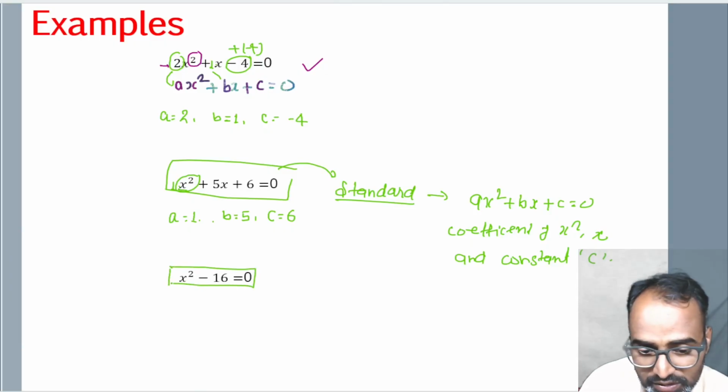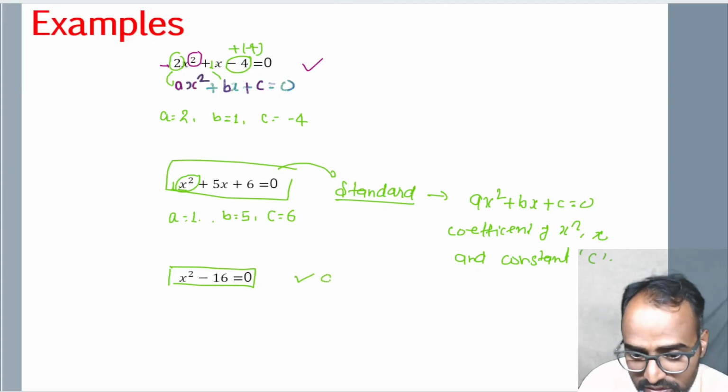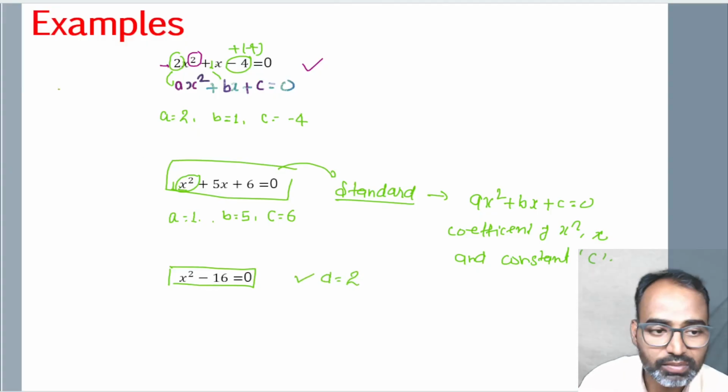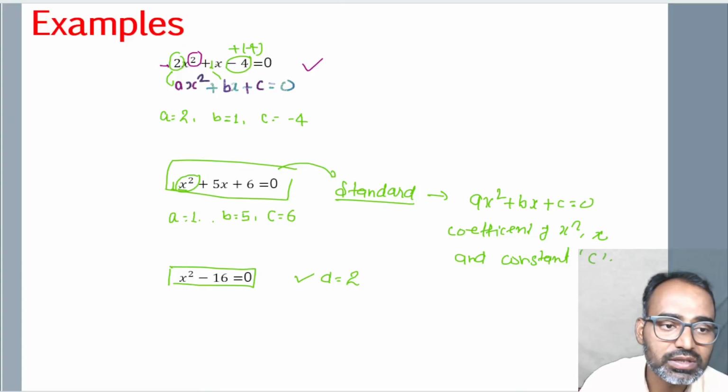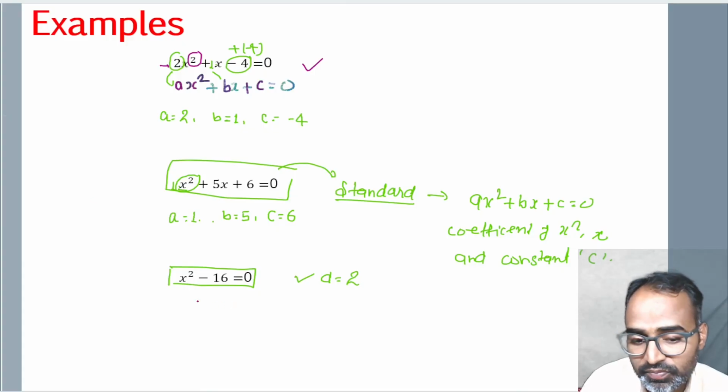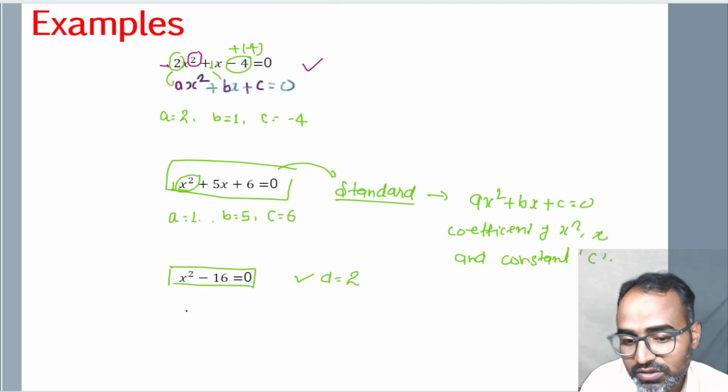Okay, now see the last example. Here, is it a quadratic equation? Yes, it is quadratic because the degree is 2. If the degree is 2, then we can say it is a quadratic equation. Now, what would be the coefficient of x square, x, and constant term?